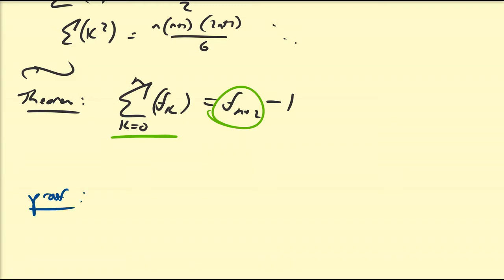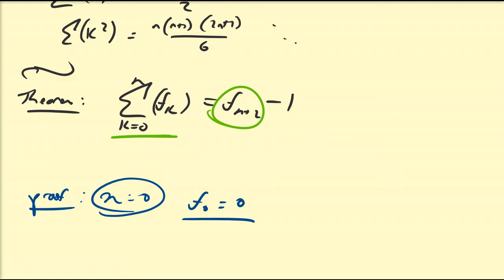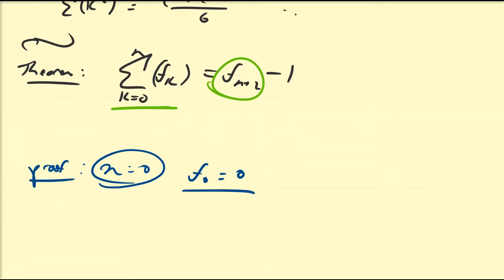So proof. Let's do mathematical induction on this, right? So I'm going to consider n equal to 0 first for our initial case. So f of 0 is going to be equal to 0. So that is the 0th Fibonacci number, right?